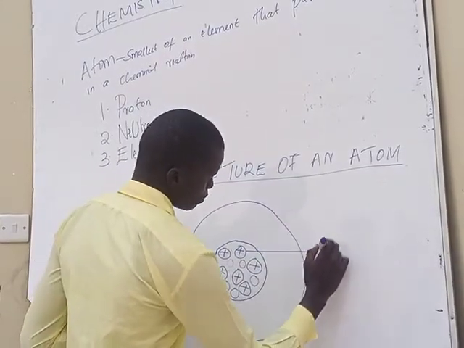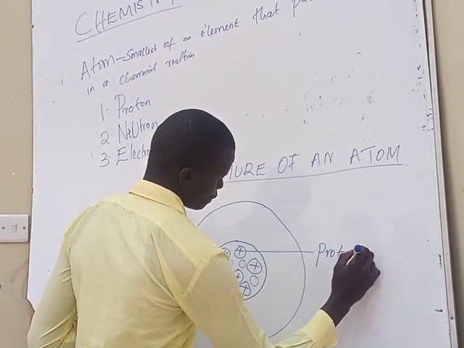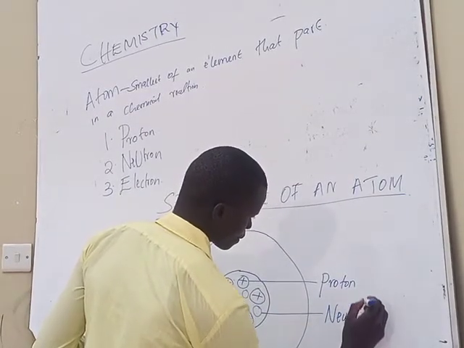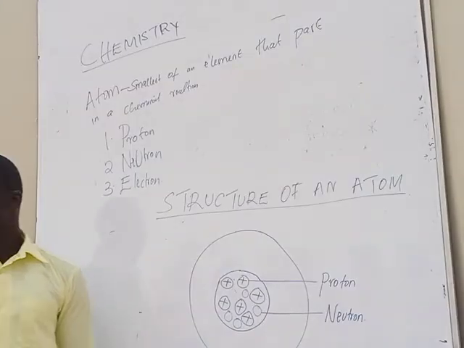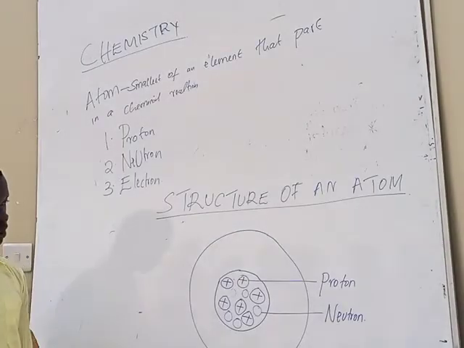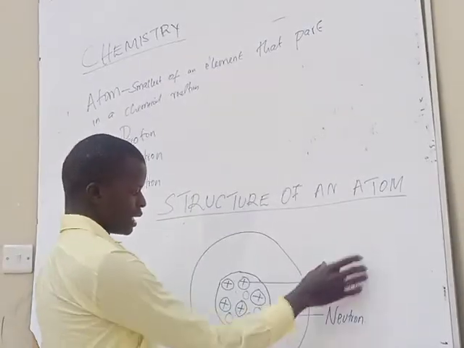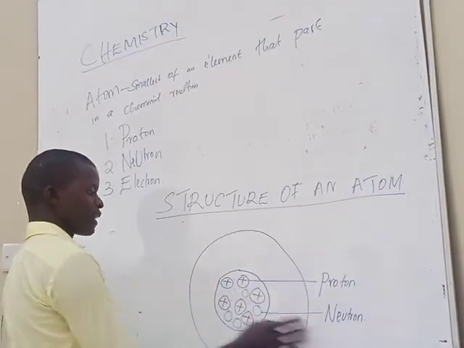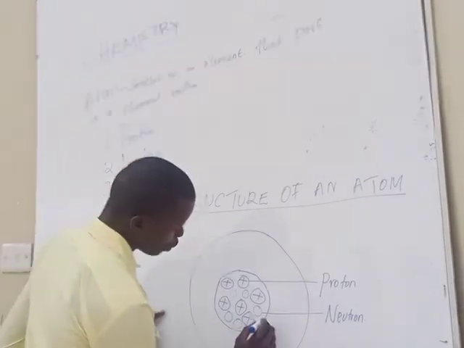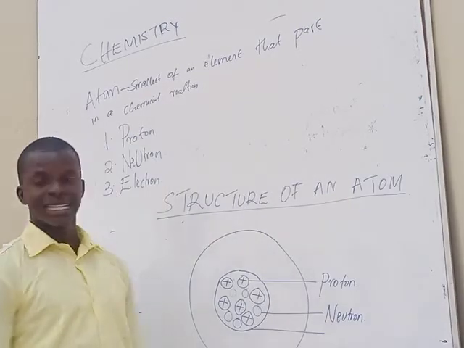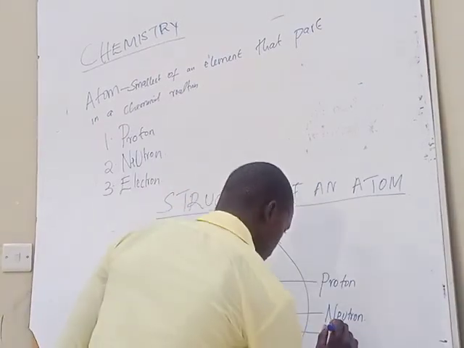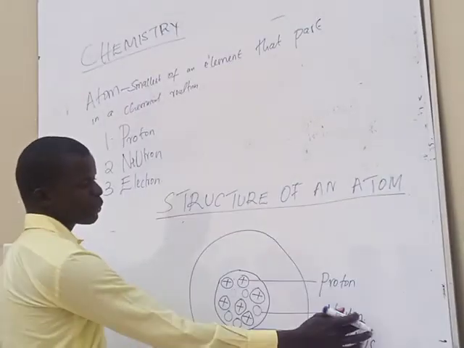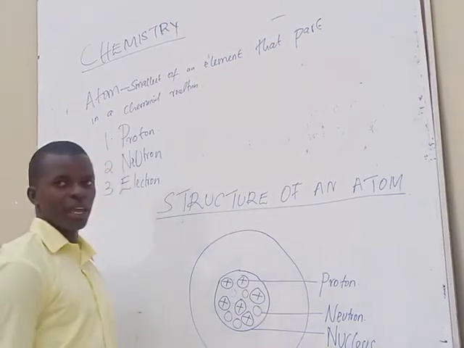So this one is a proton, and this one will be a neutron, because they are found at the center. Protons together with the neutrons are at the center, and the center has a collective name: we'll call it the nucleus. So we can say that the protons and the neutrons are found in the nucleus of the atom.